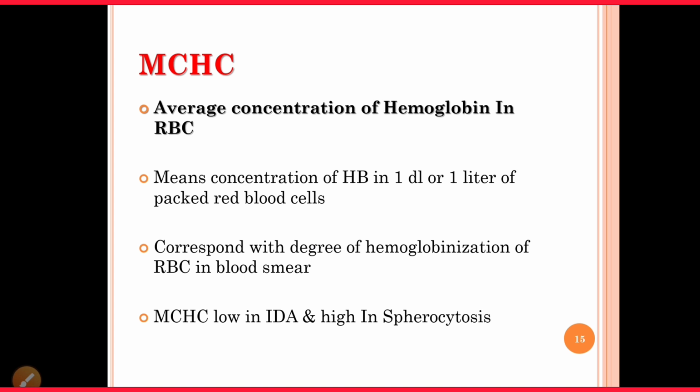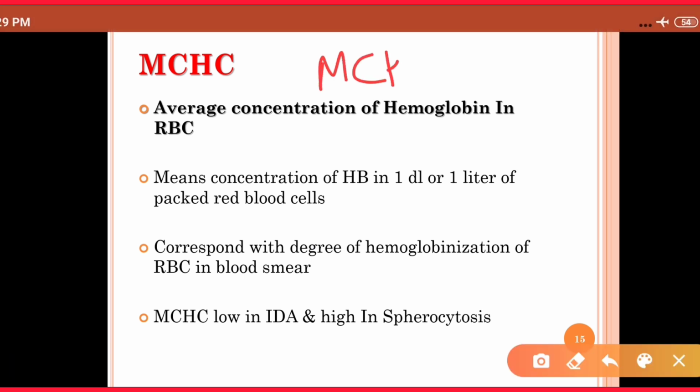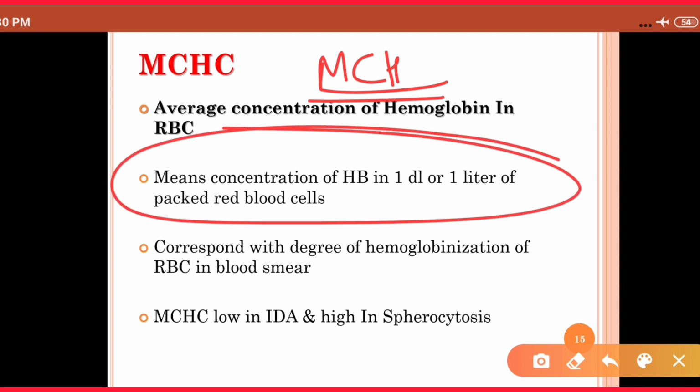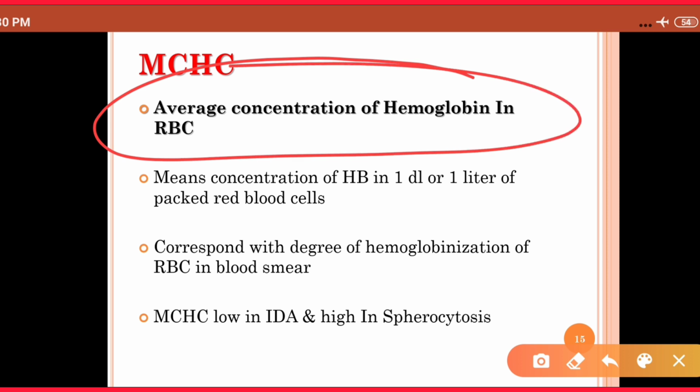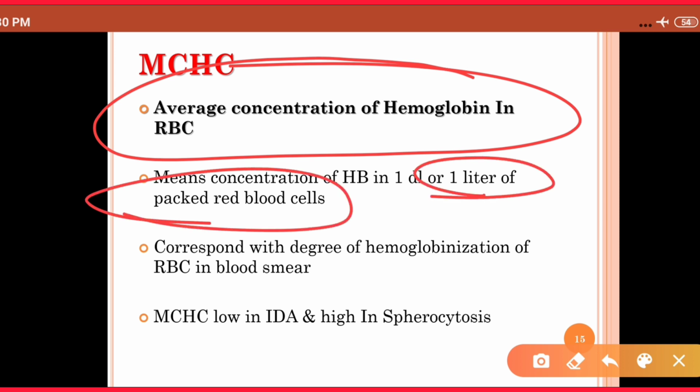Okay, now we will see the third index, that is mean corpuscular hemoglobin concentration. So guys, this MCH will give you an idea about the hemoglobinization of RBC in a single red blood cell. But if we consider it as a unit, if you want to estimate the concentration of hemoglobin in 1 liter of packed cells, then the index is mean corpuscular hemoglobin concentration. So it will reflect the average concentration of hemoglobin in all the RBCs, right? It will not give an idea about a single RBC. It reflects the hemoglobinization in all RBCs in 1 liter of packed red blood cells, right?